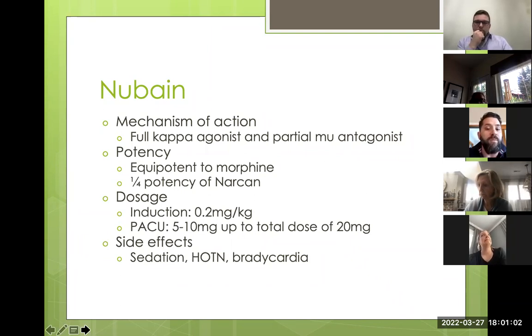Females respond to Nubain a lot better than males, and there's a genetic disposition there. There are several studies highlighting that. So Nubain is very, very helpful for women, not so much for males. If you're going to give it to a male, you might have to give more Nubain. Next slide.